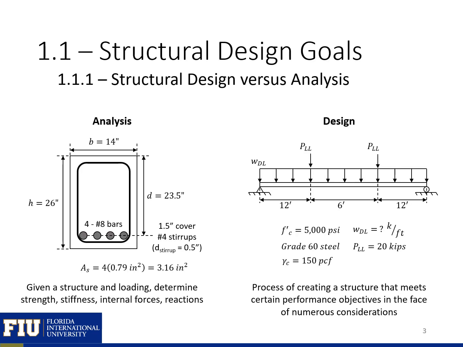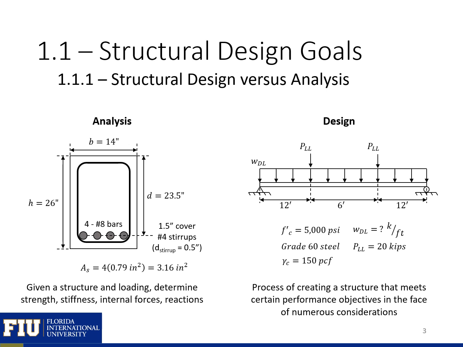The first thing that we want to do is be able to distinguish between analysis and design. In analysis, we're given a structure and loading, and we want to determine the strength, stiffness, internal forces, and/or the reactions from that given structure and loading. So in our reinforced concrete design, typically we'll be given the cross-section of our beam or our column and the location of our reinforcement.